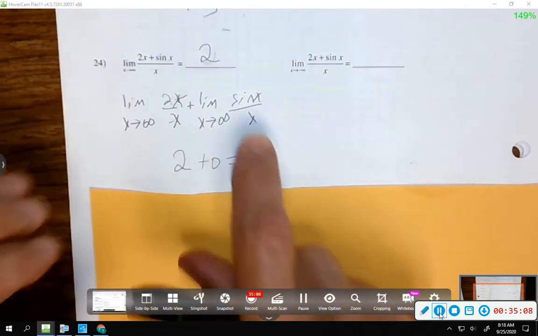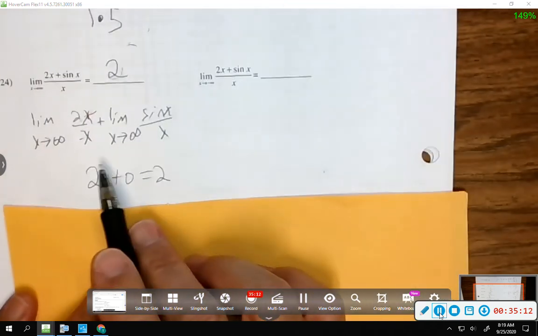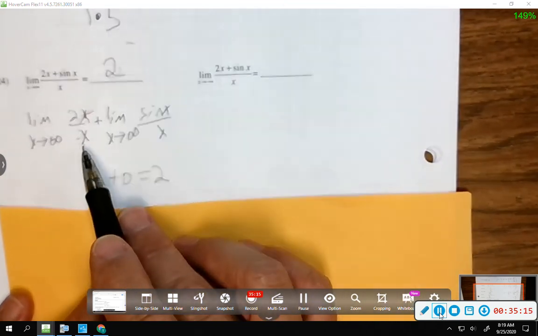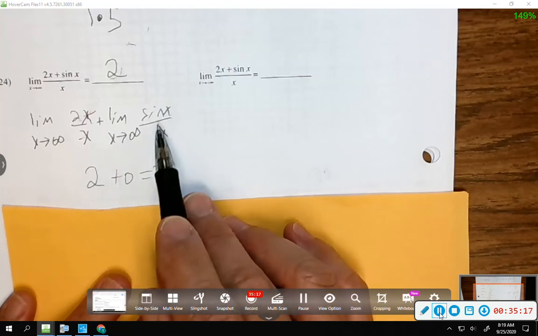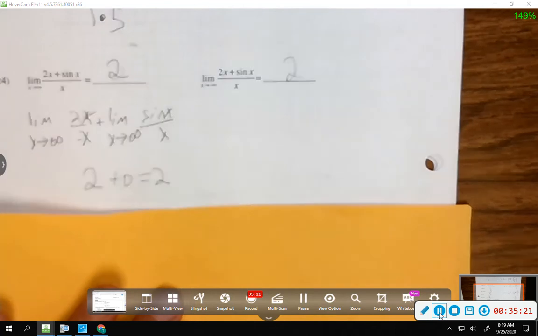Let's do the next one. It's the same thing. It's the same setup. Whether we go to positive infinity or negative infinity, this is going to go to 2. That's going to go to 0. That is the horizontal asymptote. Both 22 and 24 have horizontal asymptotes.